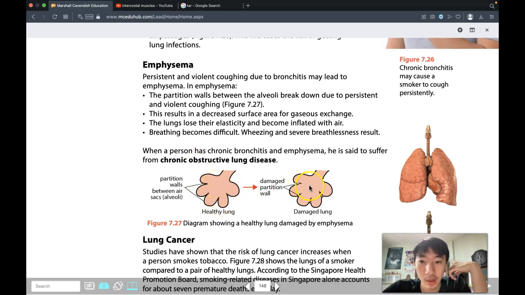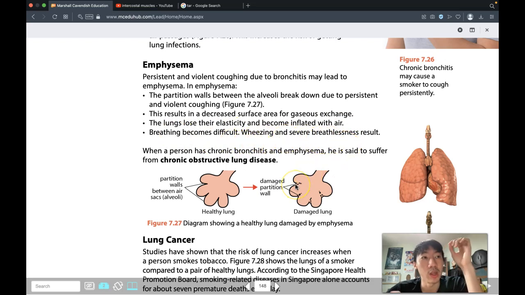But in a damaged lung, you keep coughing, these walls actually become damaged and they merge together. Once they merge together, this whole thing becomes like one big alveoli. And you say, oh, big alveoli is good, right? No, it's not good. Because why? The surface area is lessened. Okay, so you see, this results in a decreased surface area for gaseous exchange. The lungs also lose their elasticity and become inflated with air. Breathing becomes difficult, and wheezing and severe breathlessness result.